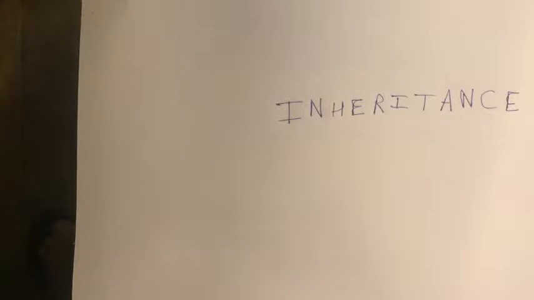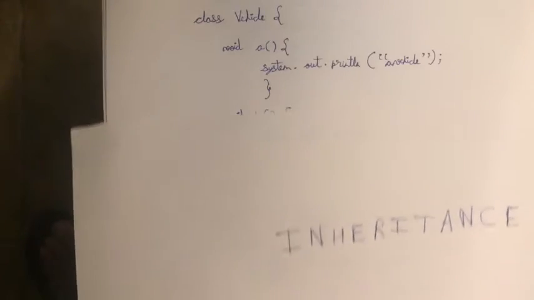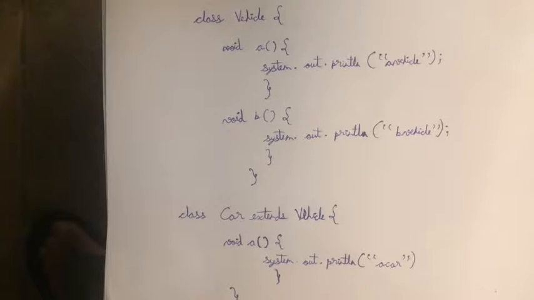What is inheritance? Inheritance is a part of object-oriented programming in which one class can derive the attributes and methods of another class. For example, we have a vehicle class. Now another class, which is the car class, can derive all the methods and the attributes of the vehicle class, because we know that a car is a type of a vehicle.